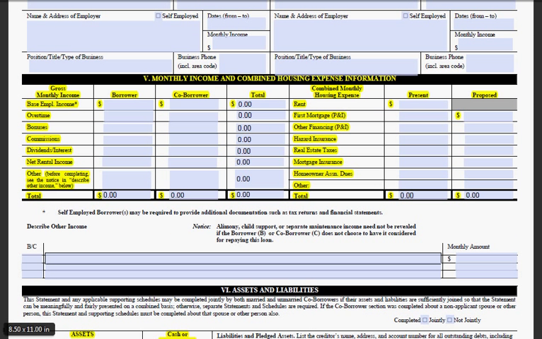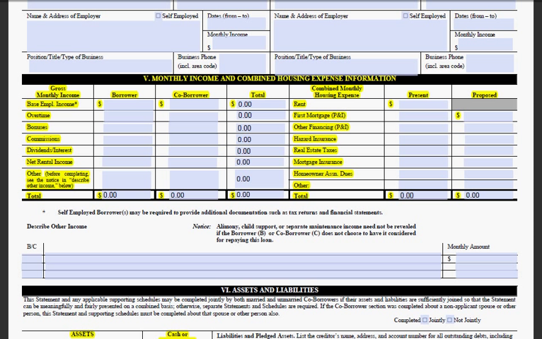Sometimes people will list other income but don't tell us what it is. This section is for telling us what it is. If you list $5,000 here and you get some from social security, some from disability, some from an annuity maybe, we want to know that.